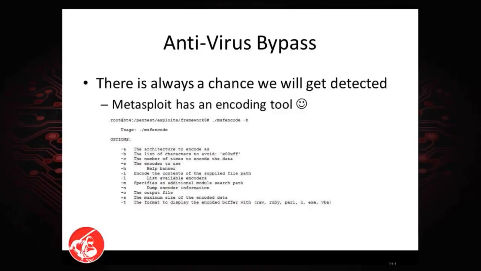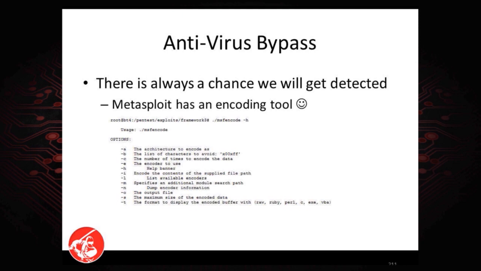Antivirus bypass. There's always a chance we could get detected. We know antivirus is going to be there more than likely. Metasploit has an encoding tool. So if you go into msfencode -h, it shows you different ways to encode your payload, encode your shellcode, encode your attacks, make them harder to find. This is what some people like to call weaponizing your exploits.